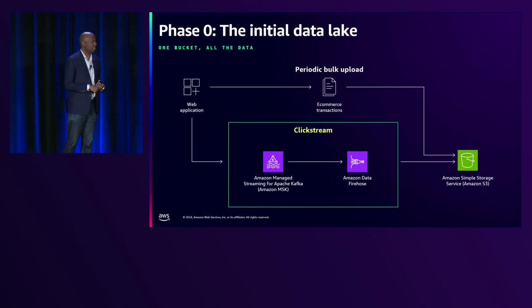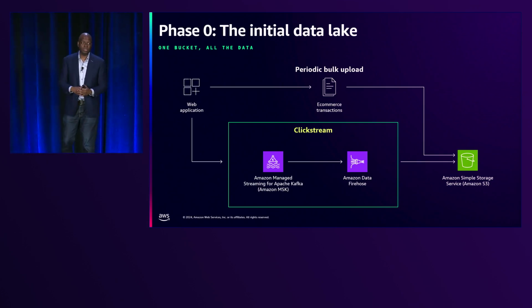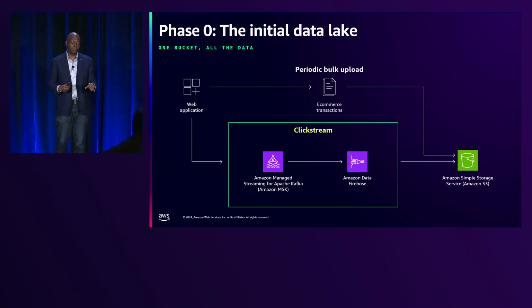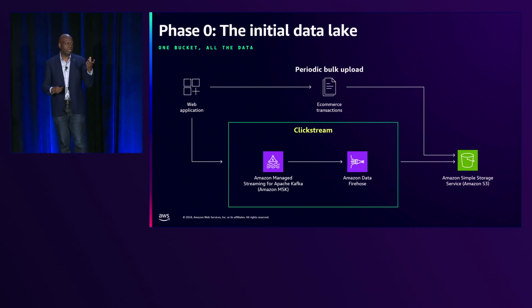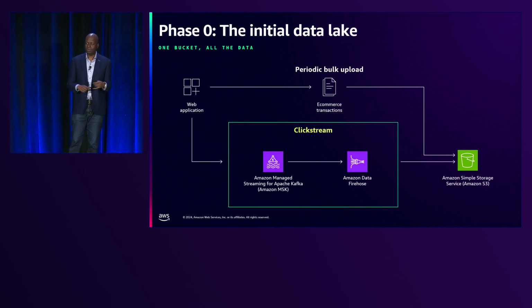But then we also have the clickstream data. And this clickstream data is coming in real time. Someone's clicking on your website and they're looking for things and going back, going forward, putting things in their cart, removing things from their cart. So this is a different type of data. This data is coming in real time, and the way that it works is we're using Amazon Managed Streaming Kafka, or MSK, as we're going to talk about it in the rest of this talk.